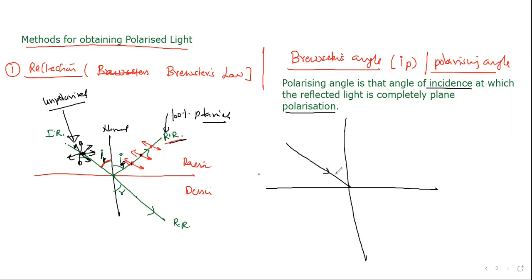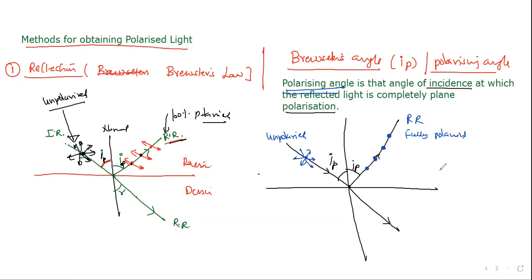This angle of the incident light is called, suppose, IP. Then this is your reflected ray. This angle will also be IP only, right? Now listen carefully. Once more, suppose light is incident at IP, the polarizing angle. This is unpolarized light, so vibrations are in all possible directions. Under this condition, your reflected ray will be fully polarized, 100%, which we represent with a dot symbol. This is fully plane polarized light.